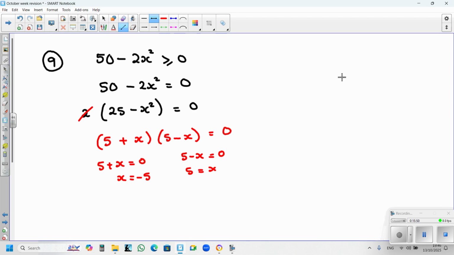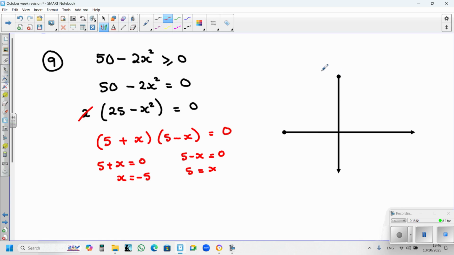So now we draw our axes down. There's your y-axis, there's your x-axis. We've got a negative x squared term. So I've got a root at negative 5, I've got a root at plus 5, and it's negative, so it's unhappy. It's a maximum turning point like that.